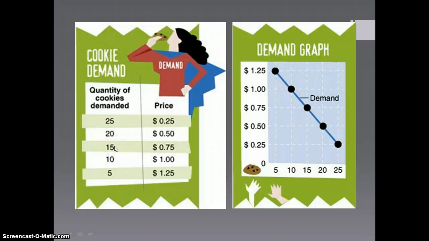At 15 cookies demanded, the price would probably be right around 75 cents. But if that cookie starts to get a little bit more expensive, charging $1, fewer people would be both willing and able to buy that cookie, which represents a decrease in demand. Both the table and the graph show the same thing. This is just a little bit more of an image for us to see how as price goes up, quantity goes down, and as price goes down, quantity goes up. So again, demand always makes a downward sloping curve.